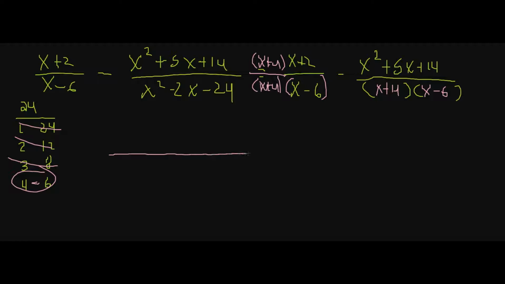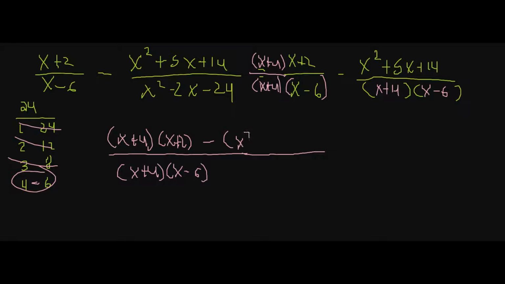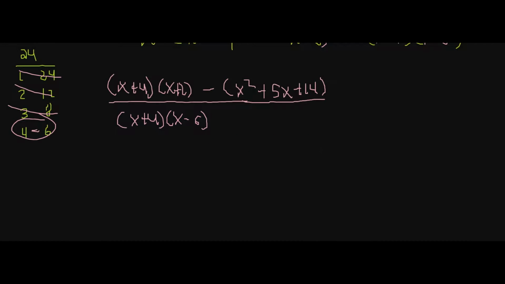And that's what's going to let us get our like terms. So now I'll go ahead and rewrite it over here. We're going to get x plus 4 times x minus 6. All right, up here we're going to get x times x plus 2. Okay, minus the entire expression, x squared plus 5x plus 14. Okay, now that we have that right there, let's go ahead and continue on.